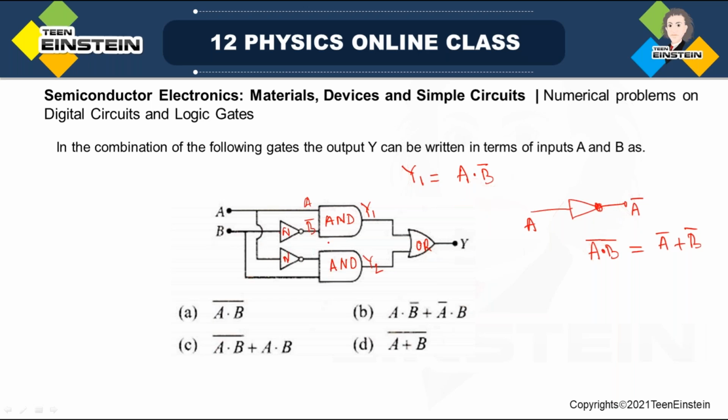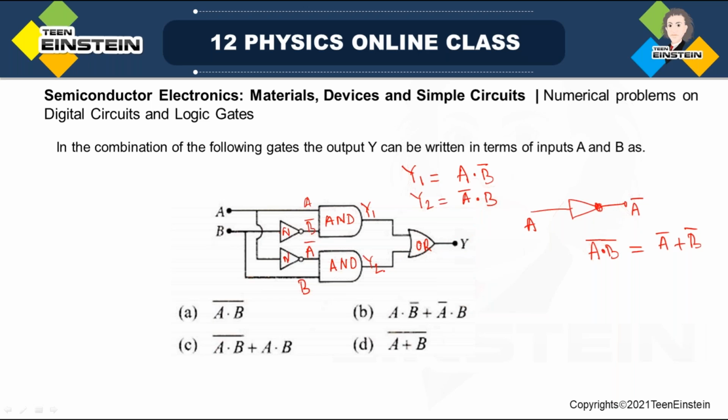Now look at this one. This is another AND gate. For this AND gate, what are the inputs? This input is A bar, and this input is coming directly to this AND gate, so it is B. So you get here Y2 equal to A bar dot B. So this is what you get.